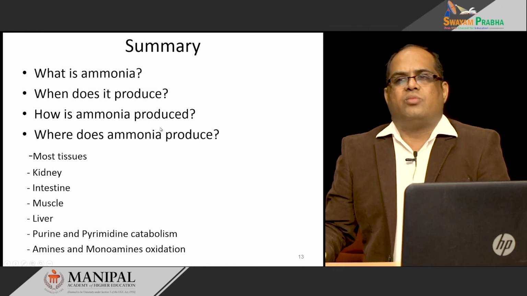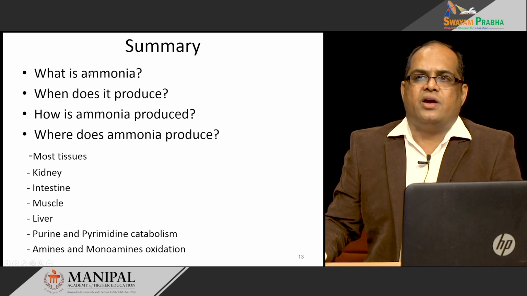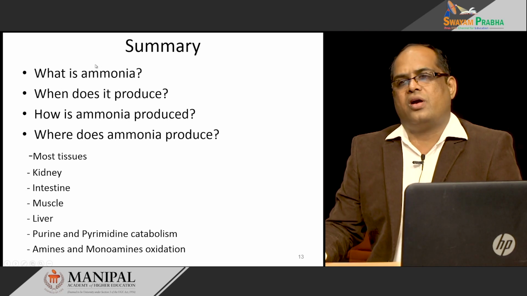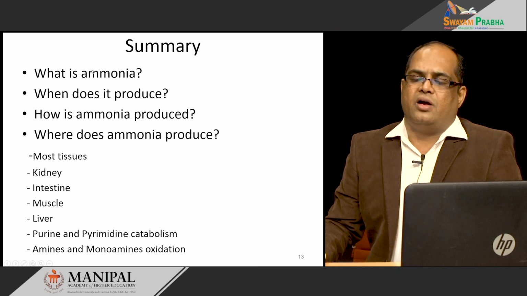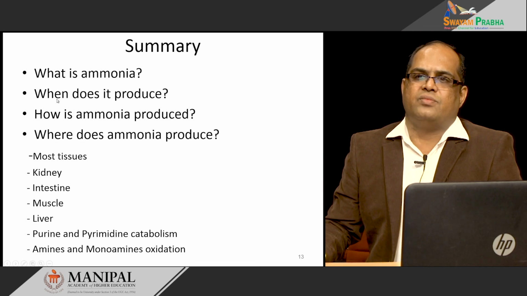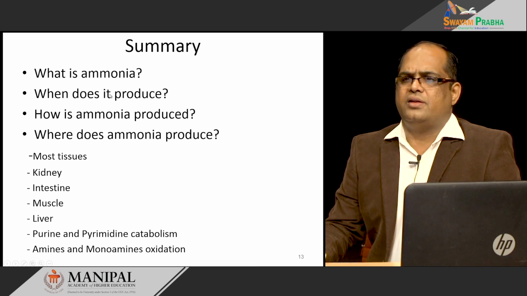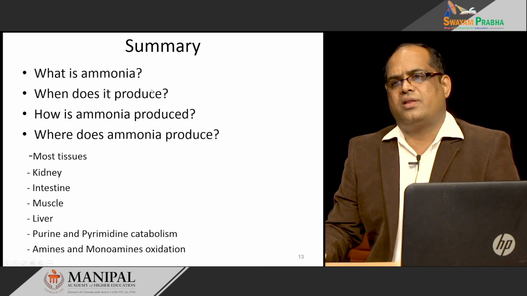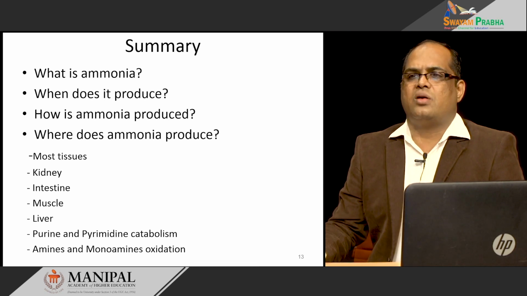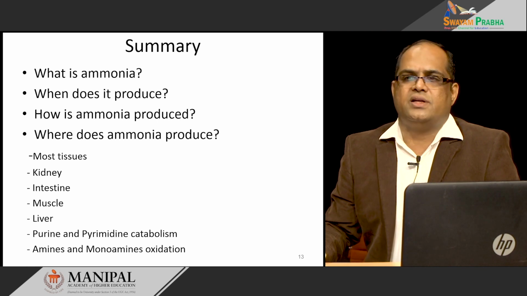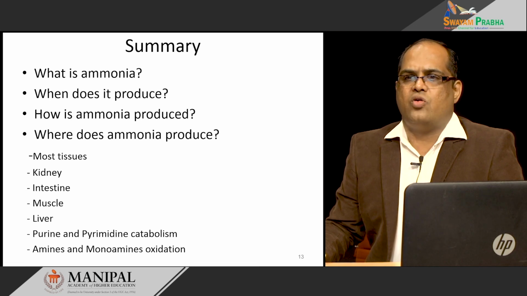So, we discussed the different sources of ammonia. We started with what is ammonia. Ammonia is a byproduct that is produced during protein catabolism and amino acid catabolism. And when does it produce? It produces ammonia during the well-fed or the fasting condition also. Whenever the dietary proteins undergo digestion, amino acids are absorbed, and when they come to the liver, the first thing the body does is remove that amino group in the form of ammonia.